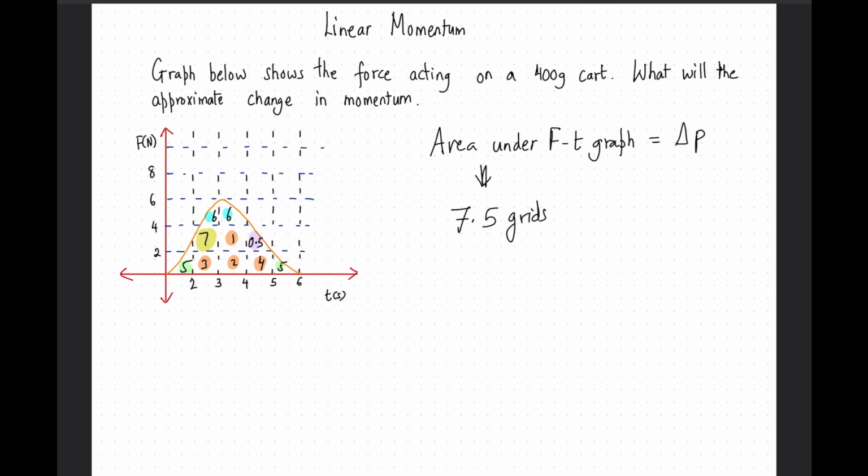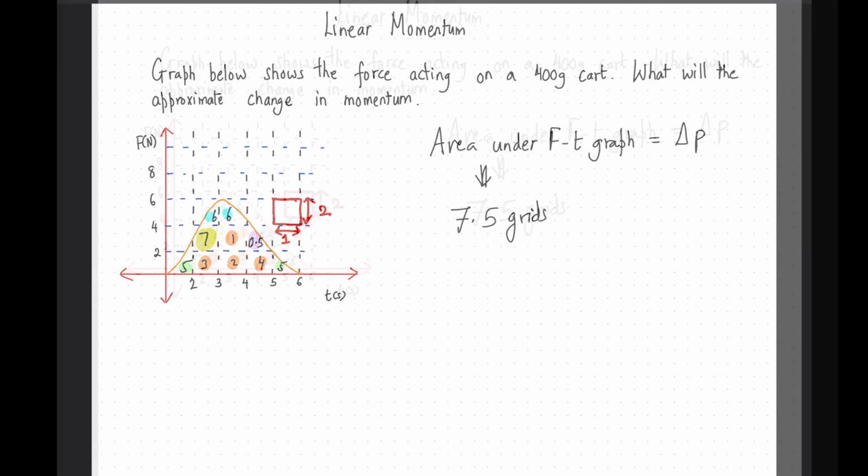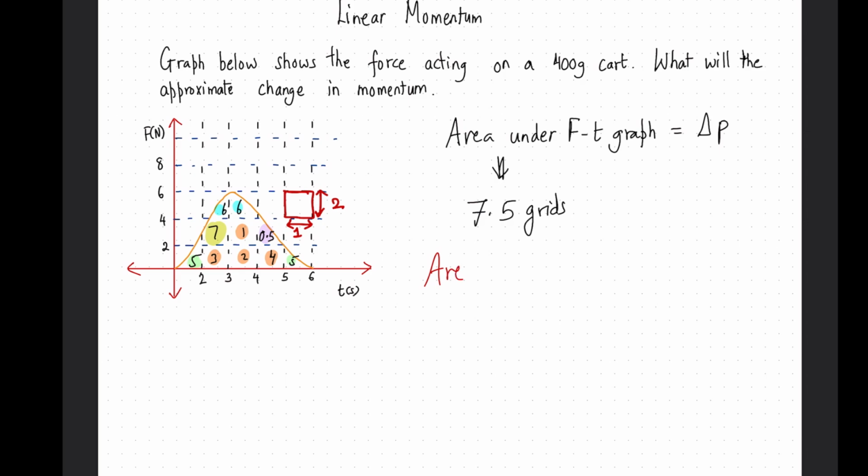Now we want to find the area of one grid. If you look at the graph, this is one grid. One grid has a height of 2. How do I get 2? 6 minus 4 is 2. And the width of 1. How do I know that? Because 6 minus 5 is 1. Anywhere you check the height and the width of the grid, it is 2 by 1. That means the area of one grid is equal to 2 times 1, which is equal to 2.